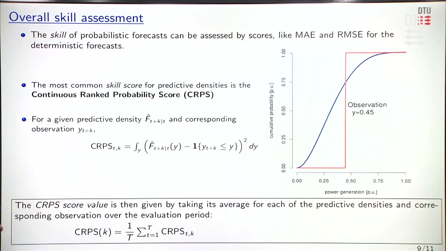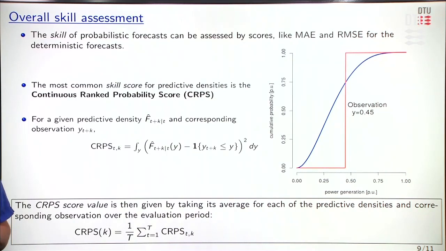Eventually, since we have reliability on one side and sharpness on the other side, how would we decide on the overall skill of the forecast? This is why we need some skill scores, and they have to be proper so as to ensure we have forecast consistency. And skill scores are like what we introduced before for deterministic forecasts. You saw the mean absolute error, the root mean square error. We need to define scores like that for probabilistic forecasts. The most common skill score that we use for predictive density is the continuous ranked probability score.